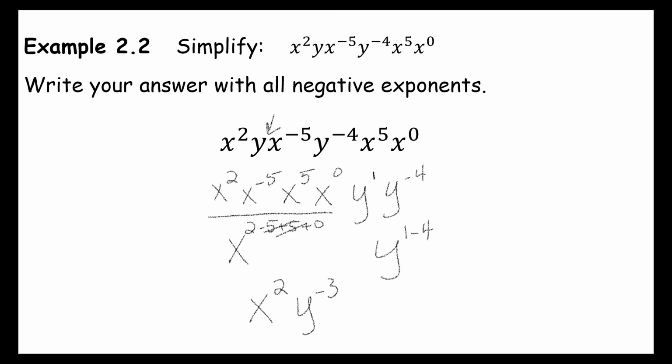This says write your answer with all negative exponents. Well, the -3 is negative, but the 2 isn't. So the way I need to deal with that problem is I need to take the reciprocal of x and change the sign on the exponent. So I'm going to leave the y on top, and I'm going to move the x squared down to the bottom and call it x to the -2. That's the way I can get all my exponents to be negative.